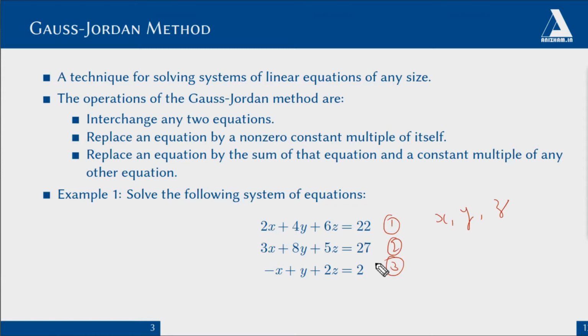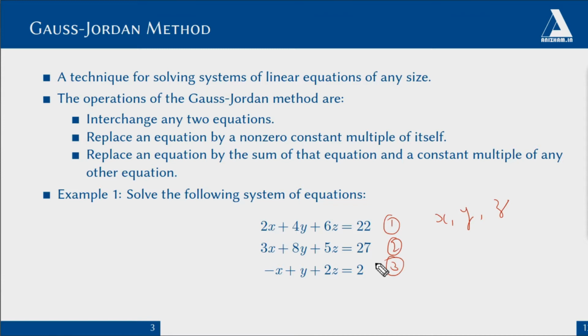But in order to get a unique solution, the minimum condition is that the number of variables should be equal to the number of equations. If the number of equations is more, then one equation can be redundant, or one or more equations can be redundant. That is, may be of no use to us.